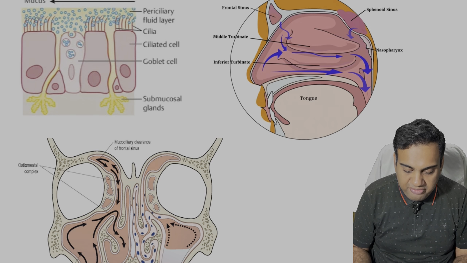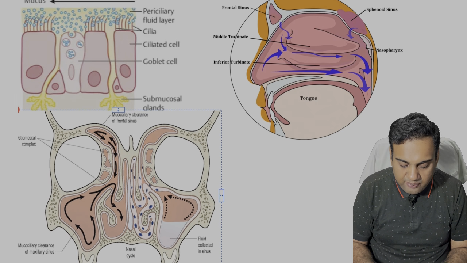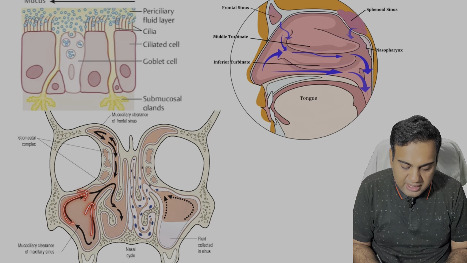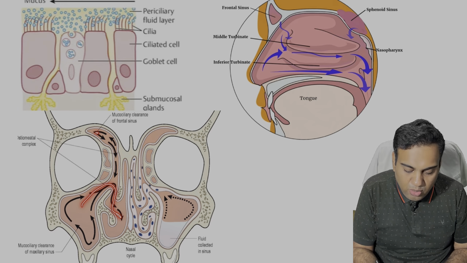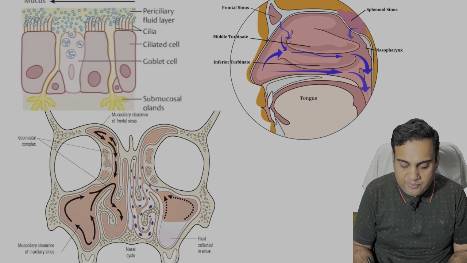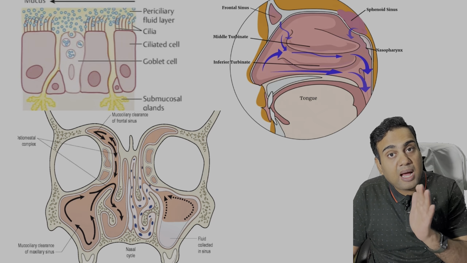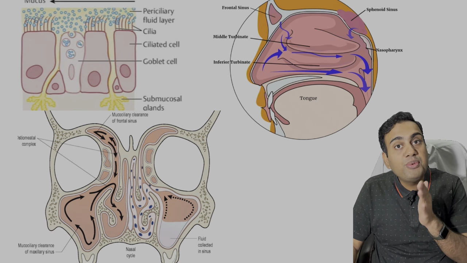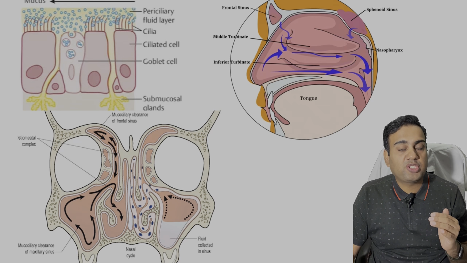So if you have a look at this diagram, I will show you, this is the direction of the mucociliary clearance. From all the walls of the sinuses the mucus is going to come out. Why is this mucus coming out? It is coming out to humidify the dry air that you are taking in and to reduce its temperature.